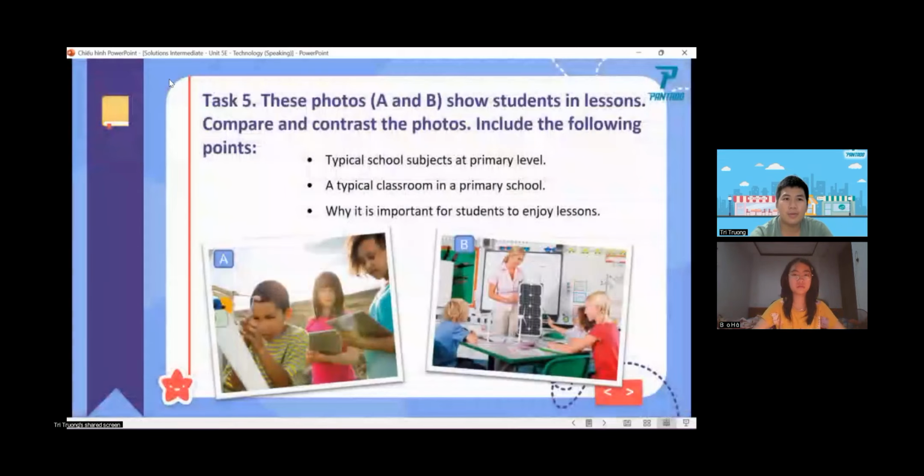Okay, so task number 5. These photos A and B show students in lessons. Compare and contrast the photos, including the following points. So you will have 2 minutes to prepare. Okay. Yes.